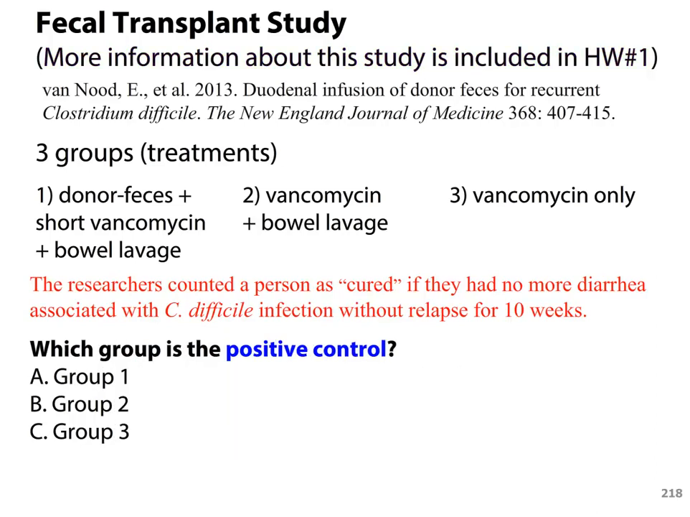All right, so let's keep applying. Okay? Which group is the positive control? Now, in the positive control, okay, you're not changing the variable, so you're not adding the donor feces. All right? What this means is that your positive control has to be group 3. All right, you're just doing the vancomycin or the antibiotic. You might be asking yourself, well, what's going on with group 2 and why did they do that? And I would say, aha, that is an excellent question. Go to the next slide.